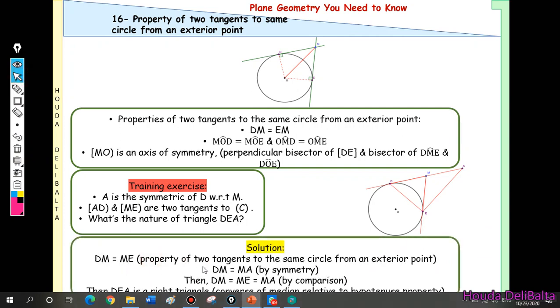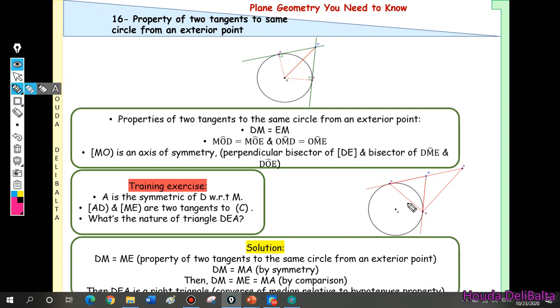DM equals ME, that's the property of tangents to the same circle from an exterior point. DM equals MA by symmetry, then by comparison DM, ME, and MA are equal. So DEA is a right triangle at E, and that's called the converse of the property of the median relative to the hypotenuse in a right triangle.